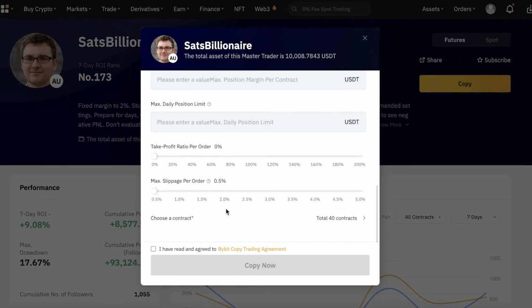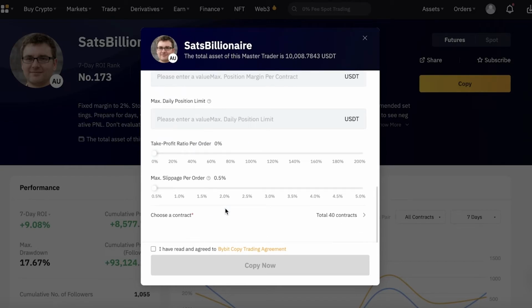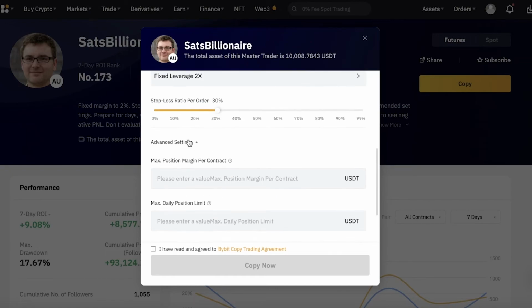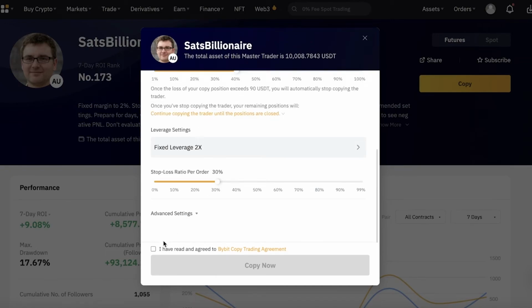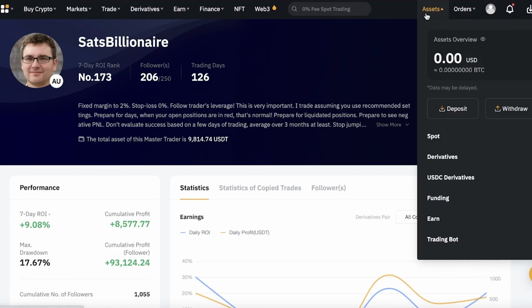Then you have some advanced settings where you can set max position margin per contract and max daily position limit as well. These are just some more details that I don't recommend for beginners, because it just complicates things and it's too specific and it loses the meaning of copy trading. Once you have filled out all of this basic info, you will simply click on I have read and agreed to the Bybit copy trading agreement and click on copy now to begin your copy trades. It's that simple and that easy.